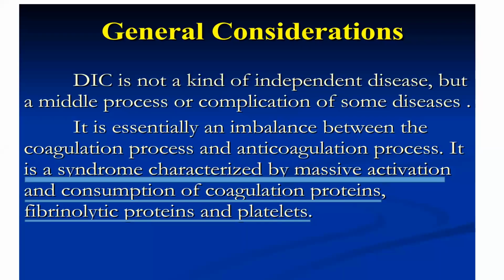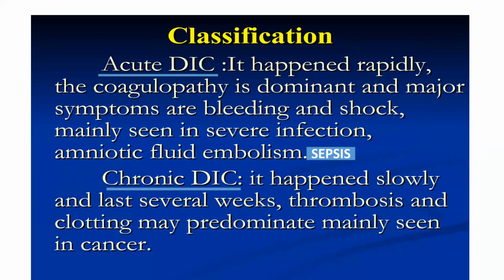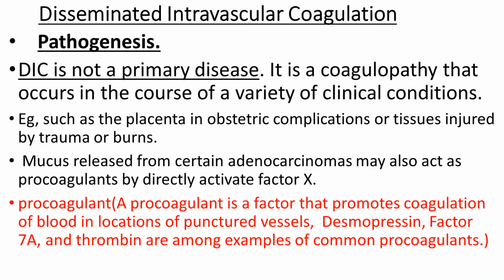General considerations. It is a syndrome characterized by massive activation and consumption of coagulation proteins, fibrinolytic proteins, and platelets. Pathogenesis. DIC is not a primary disease. It is a coagulopathy and it occurs in the course of a variety of clinical conditions, for example placental and obstetric complications, and tissue injury caused by trauma or burns. Mucus released from certain adenocarcinomas may also act as a procoagulant by directly activating factor 10.